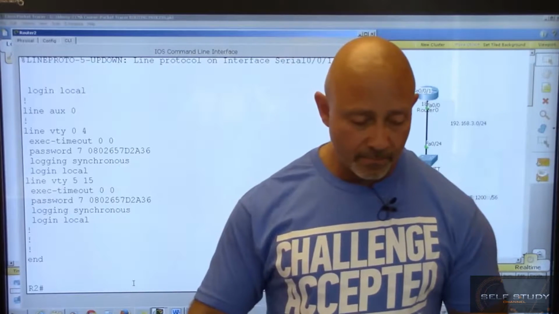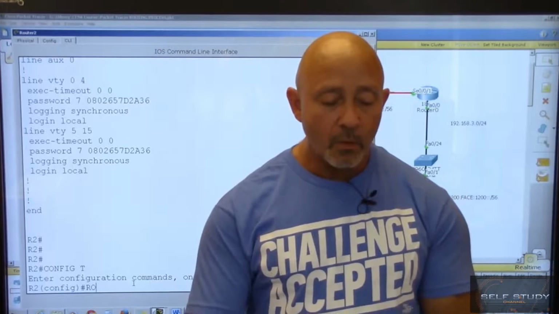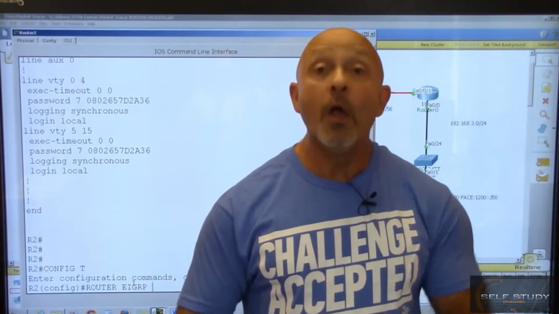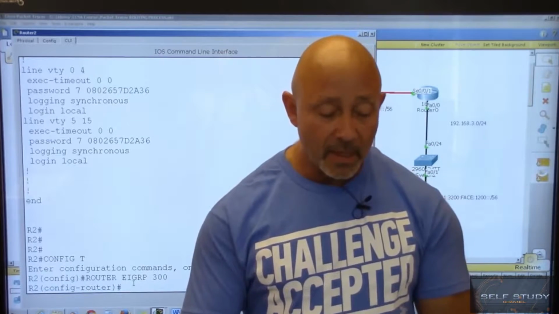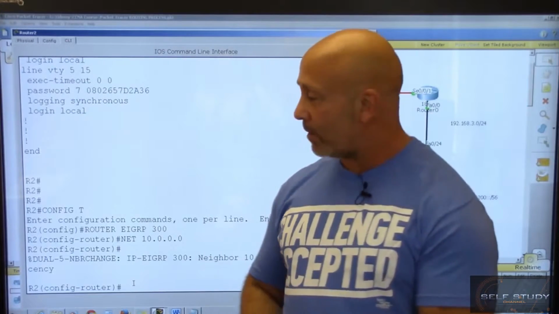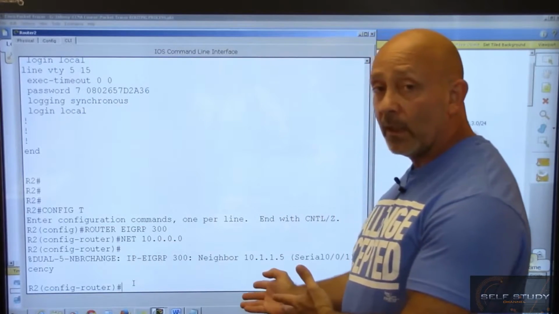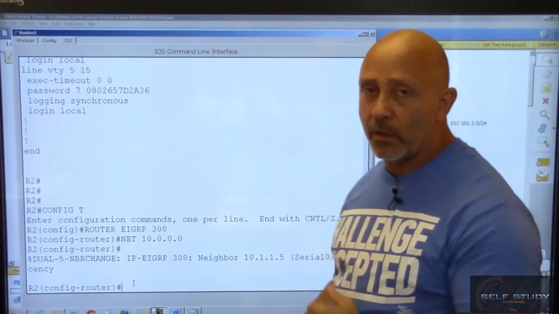And you can see that. Config T. Router EIGRP 300. Same autonomous system. Network 10.0.0.0. Well, look at that. We found the neighbor automatically. Look at how quick it converged, right then and there. It says, hey, I know you.